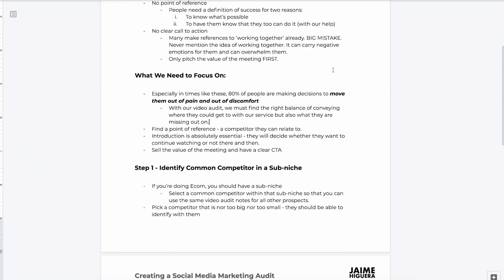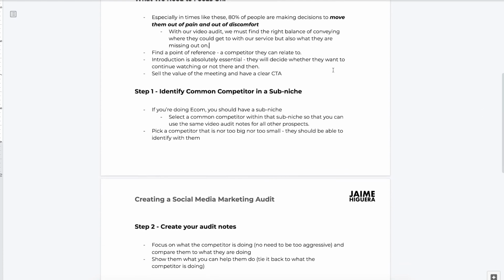And this is very powerful, and it's a way to systemize your video audit creation or your social media marketing audit creation by just purely focusing on one single competitor that you know applies to most brands in that single sub niche that you've picked within the e-commerce sector. So that's really the first thing. The second thing is you want to pick a competitor that is not too big nor too small. They should be able to identify with them, and I've already spoken about this. So that is the first step.